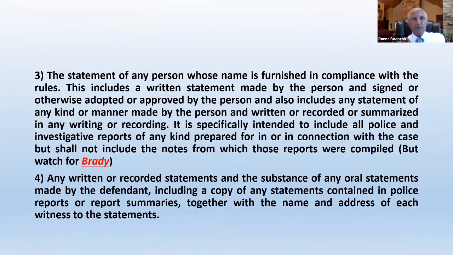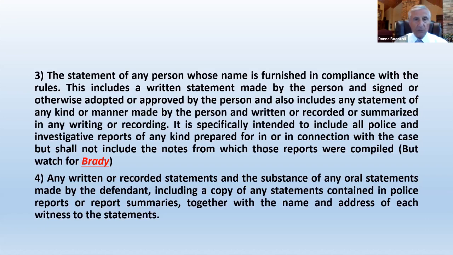Number three, the statement of any person whose name is furnished in compliance with the rules. This includes a written statement made by the person and signed or otherwise adopted or approved by the person, and also includes any statement of any kind or manner made by the person and written or recorded or summarized in any writing or recording. It is specifically intended to include all police and investigative reports of any kind prepared for, in, or in connection with the case, but shall not include the notes from which those reports were compiled. Now, I put a note, watch out for Brady, because there are times when you are entitled to those notes, even though this rule says you're not. We'll cover that in a little bit.